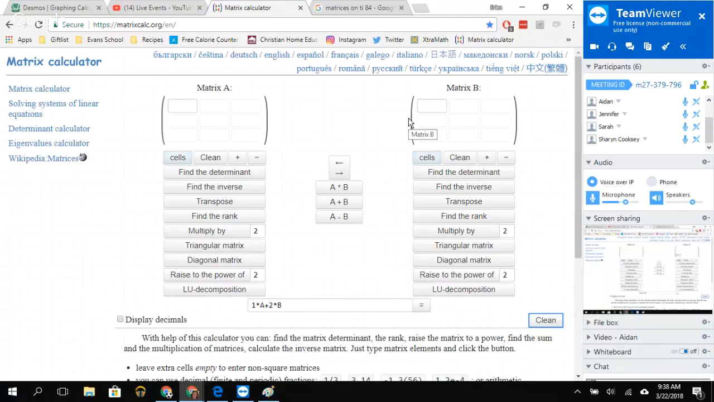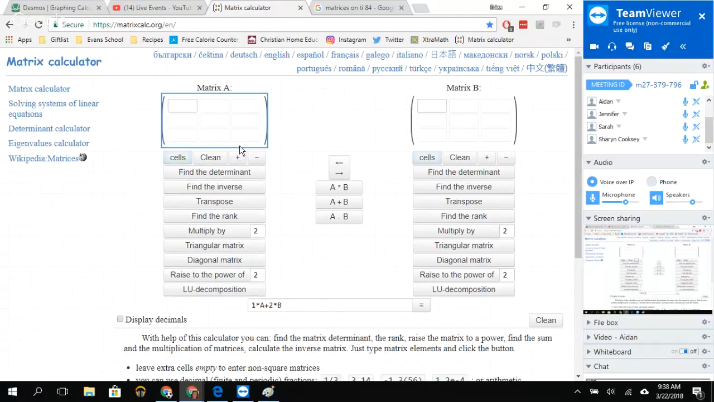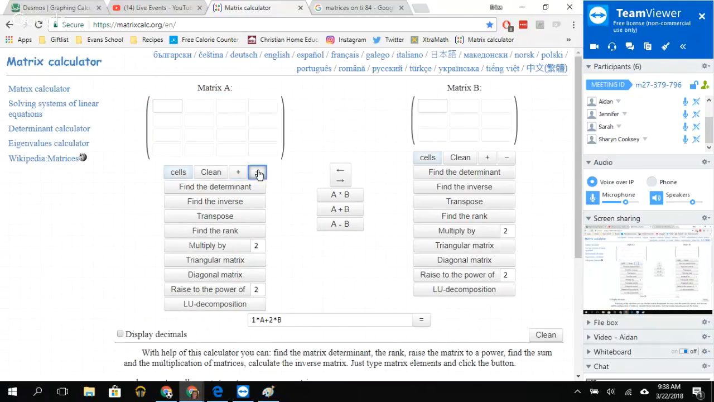So, for example, if I was trying to do number 6 and use this matrix calculator to check my work, the way this calculator works is that they give you a set 3x3 matrix, and you can subtract the number of rows and columns by using this, or add on if you want a bigger matrix.